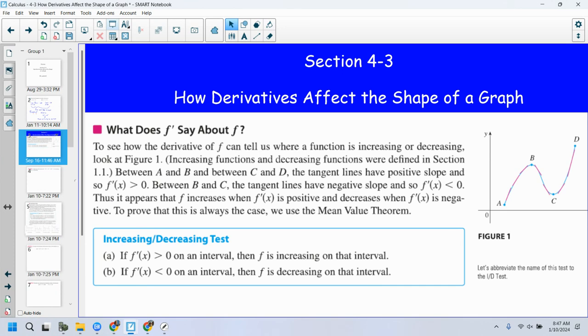So what does that imply about the graph? What does that tell us about the graph? And then we can extend upon that: what does the second derivative tell us about the graph as well? That's what section 4.3 is all about. How do we start thinking about what the graph looks like based on the derivative? To see how the derivative of f can tell us where a function is increasing or decreasing, let's take a look at that first figure over here.